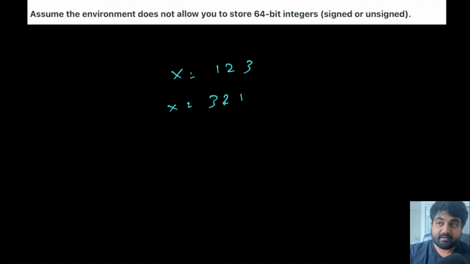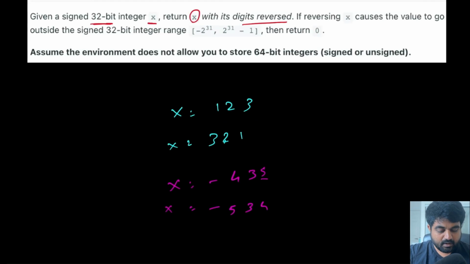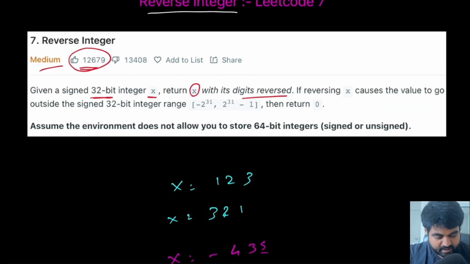Same way, if we are given a negative number, let's say x is equal to minus 4 3 5, then once again we need to return minus 5 3 4, and so on and so forth. So this is basically the whole problem statement. Now we are also given a condition where the given number should not exceed the maximum range of a 32-bit integer. If that is the case, then we need to return 0.